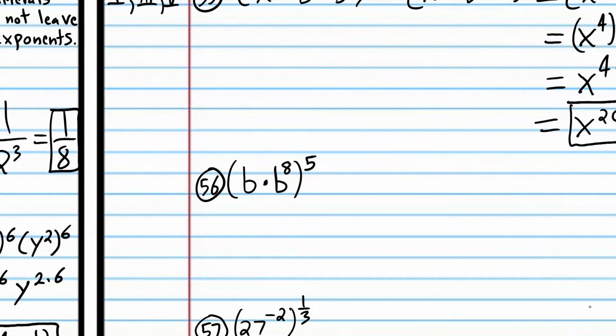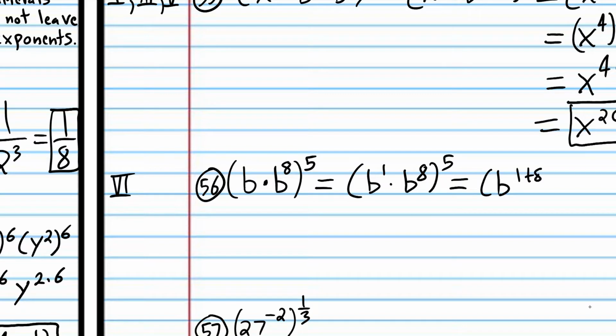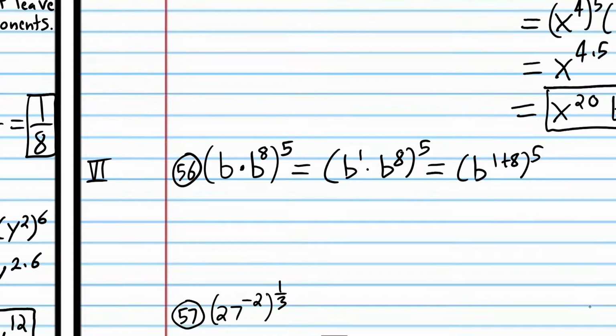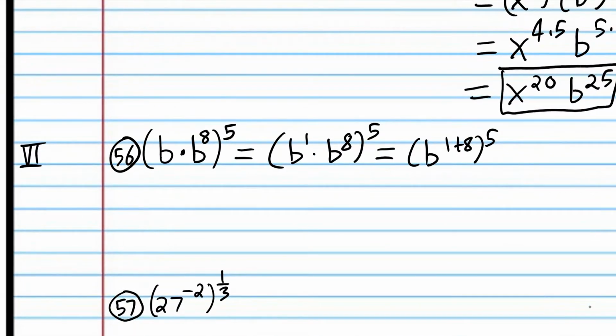So we want to use rule number 1, but we can't use rule number 1 until we use rule number 6, which tells us that any number can be written with a 1 exponent pretty much. So we're changing b to b to the 1st power. And now we're multiplying powers, so we're just going to add the powers, or the exponents, whatever you want to call them. Again, that word exponent can be interchanged with the power.